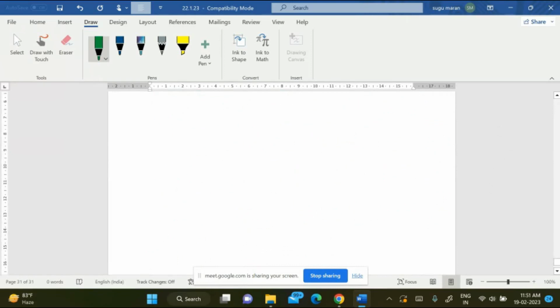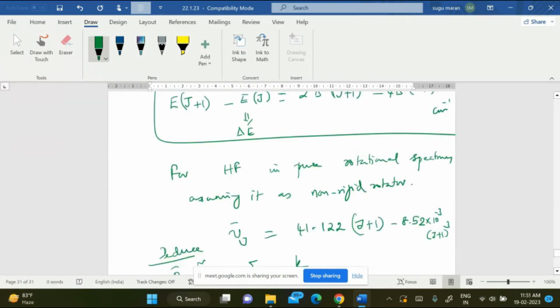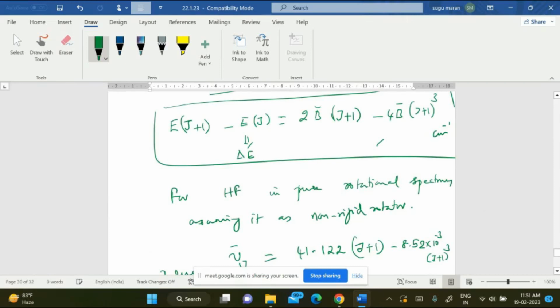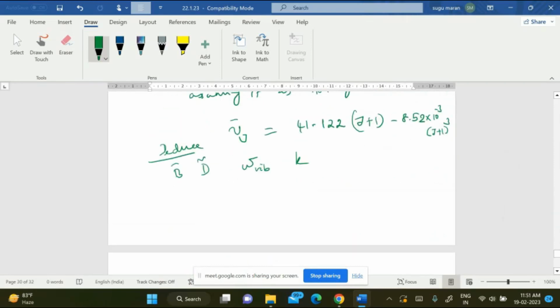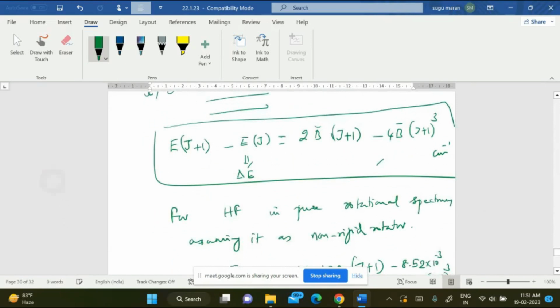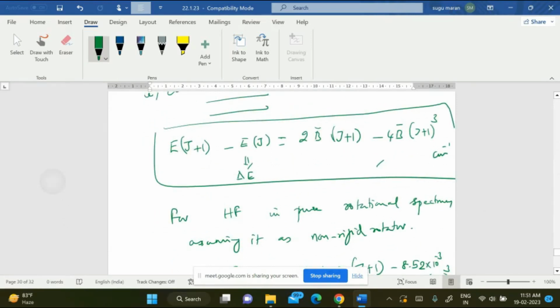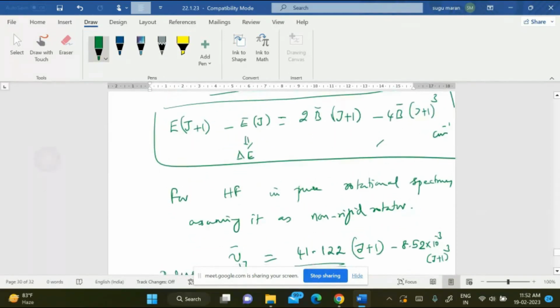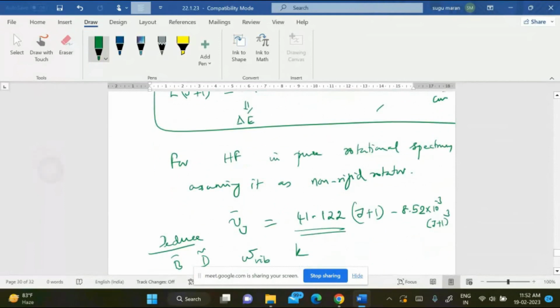So this equation resembles the delta E equation. Therefore, this is nothing but your 2B. So your 2B is equal to 41.122 centimeter inverse. So this equation resembles the rotational energy difference equation, if the molecule is assumed as a rigid rotator. This is a general equation. And they have given this equation.